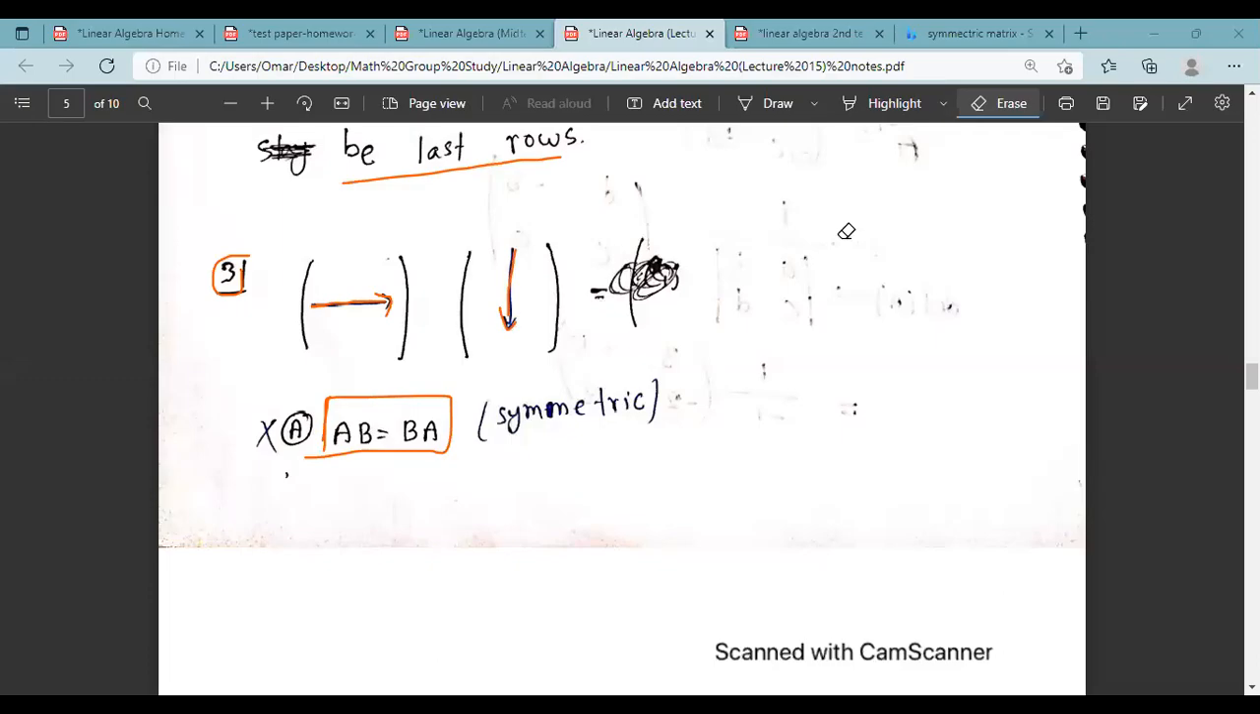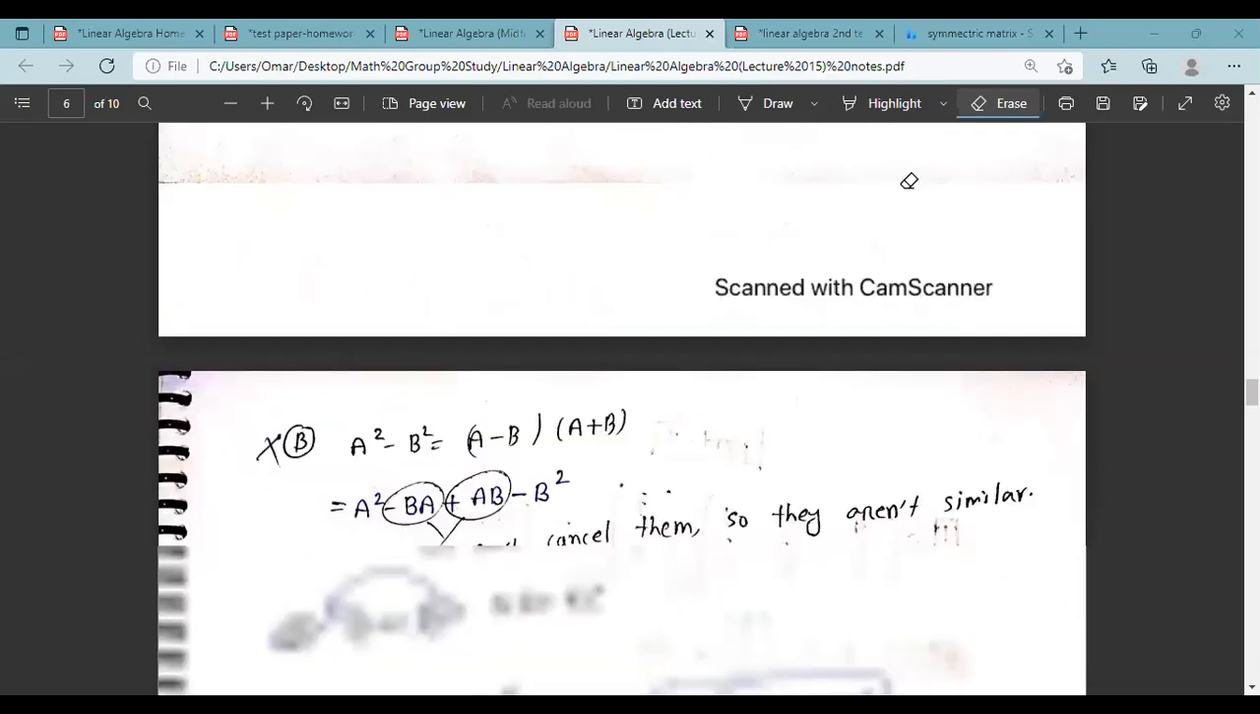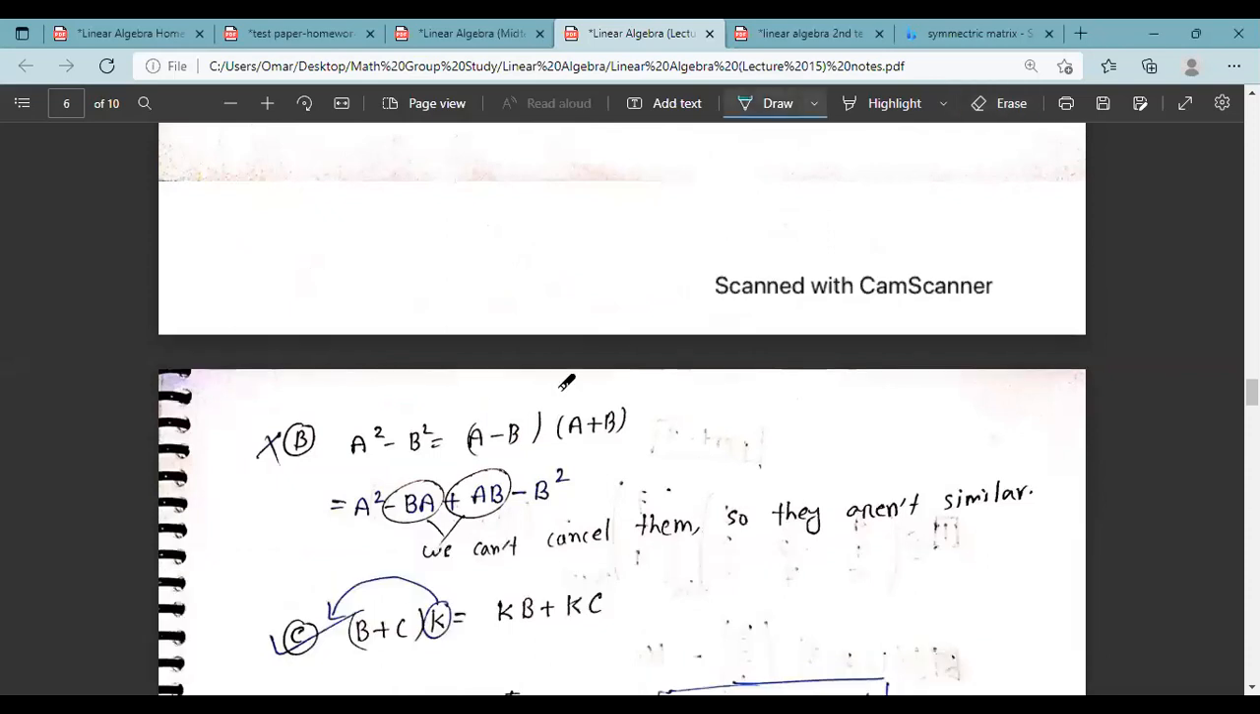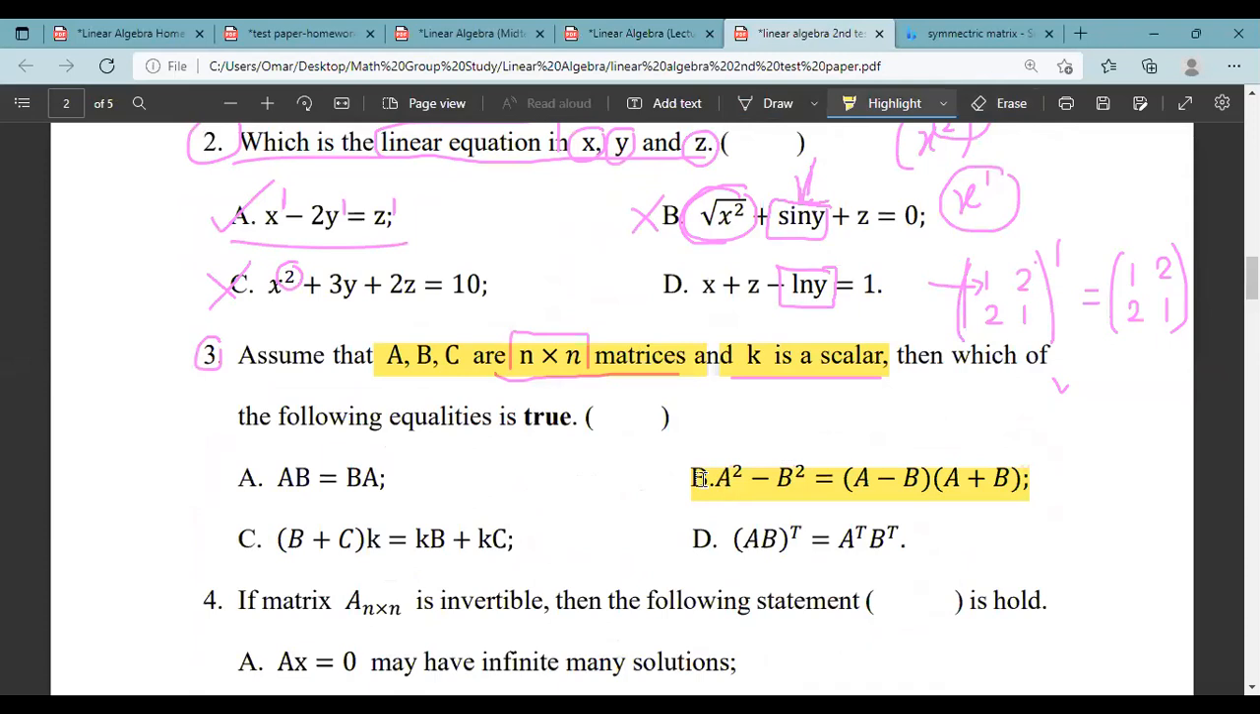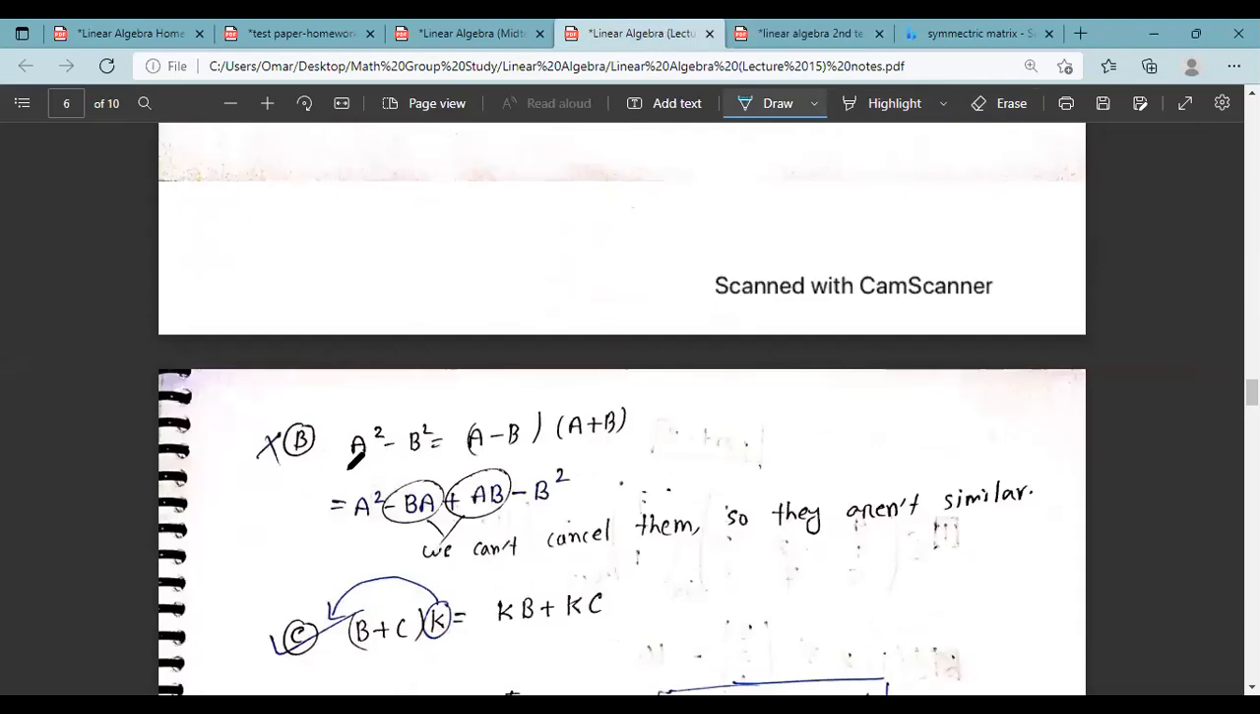So if you see here, the second option: a square minus b square is equal to a plus b into a minus b, right? So if I try to expand this, like a multiply a and a multiply b, and also b multiply a and b multiply b, I'll get this.